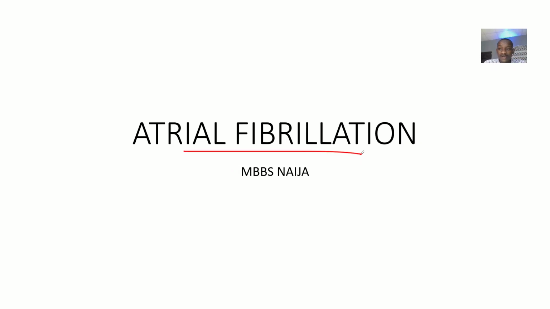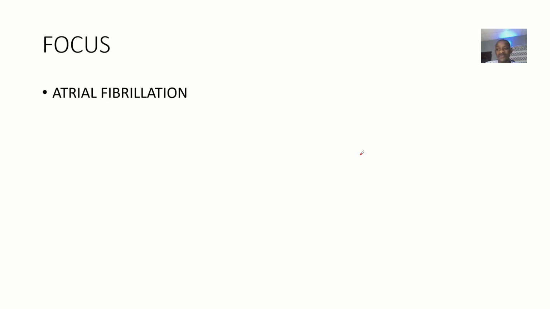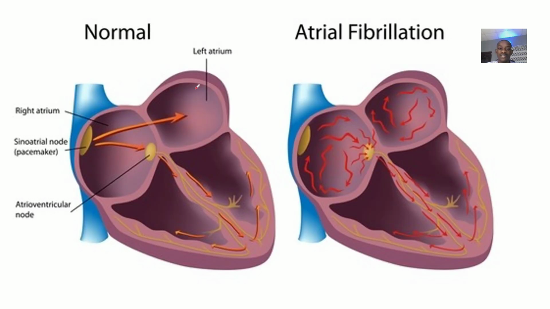Let's look at the concept of atrial fibrillation. The atria, everybody knows, are the upper chambers of the heart. Fibrillation means that, in the normal way, impulses are transmitted from the sinoatrial node to the AV node, to the bundle of His, to the Purkinje fibers.